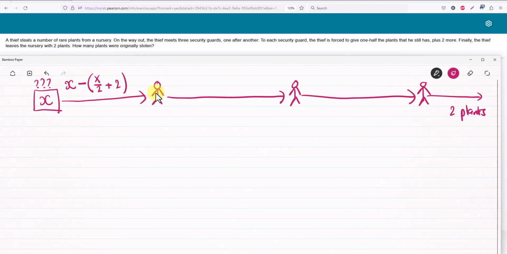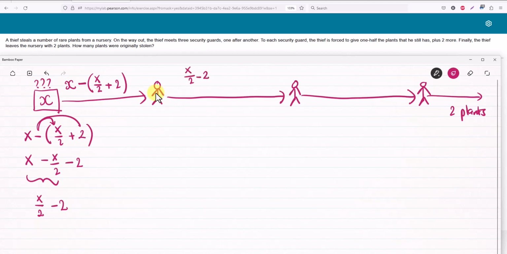Now let's do the calculation for the expression. I have x minus one half of x plus 2. So I take the minus and multiply in, so it's minus 1 half x, minus 2. Then bring down the x and combine like terms: 1x minus 1 half x is 1 half x, or x over 2, and minus 2. So after he met with the first guard, he only has x over 2 minus 2 plants.